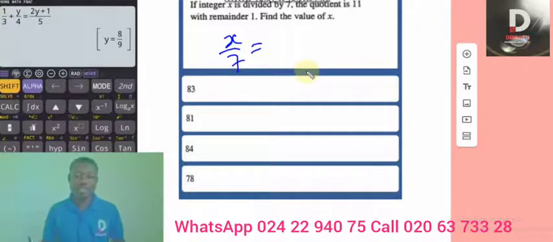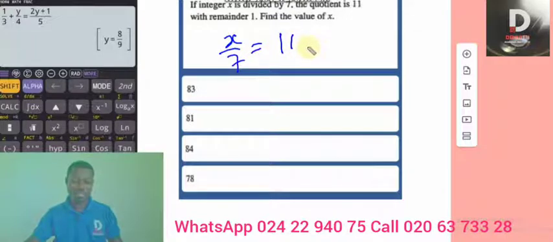All right. If integer x is divided by 7, that is what I've written there, the quotient is 11. The quotient is what? 11. Quotient is the result or answer. The x is the dividend. 7 is the what? Divisor. And this is the quotient.